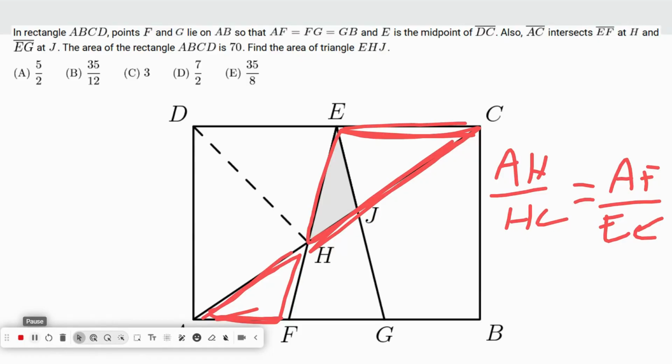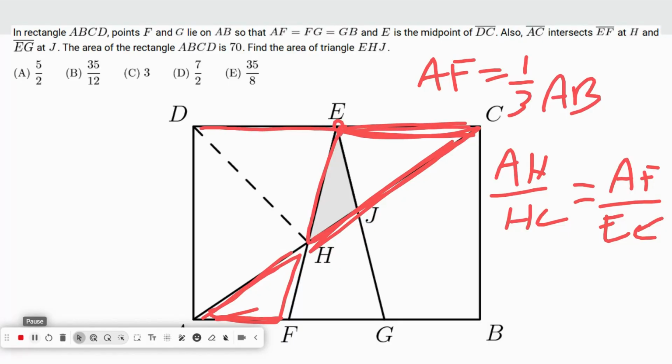So now, since AB is divided into 3 equal parts, AF we can say is 1/3 of AB. So AF is equal to 1/3 of AB. Alright, so we can also say that since E is the midpoint of DC, E is right here, we can say that EC is equal to 1/2 of AB. So now we can relate AF and EC. So we know that we can write them in terms of AB.